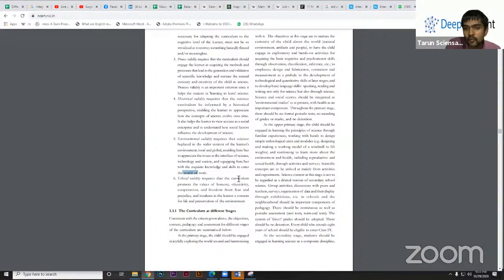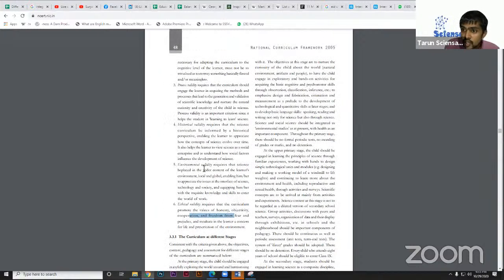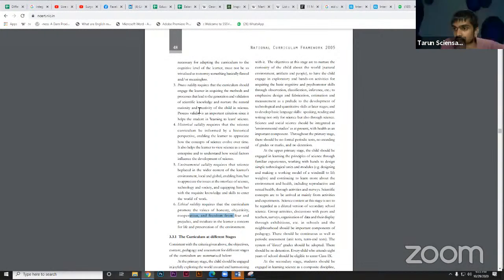Ethical validity requires that the curriculum promotes the values of honesty, objectivity, cooperation, and freedom from fear and prejudice, and inculcate in a learner a concern for life and preservation of the environment. So ethical considerations, environmental considerations, environment not in terms of preserving the environment, but the environment around the child. What is the environment around the child, and is the science being connected to the environment of the child?